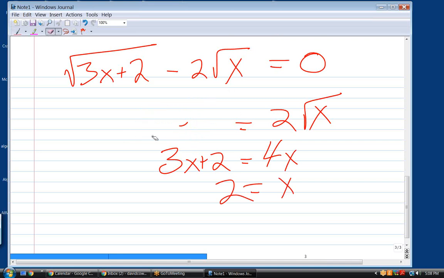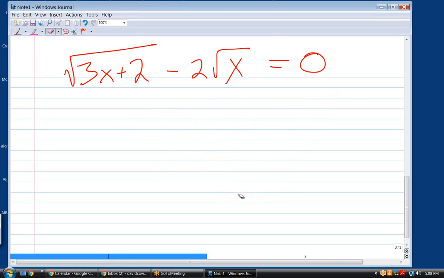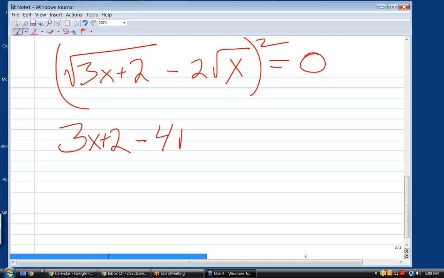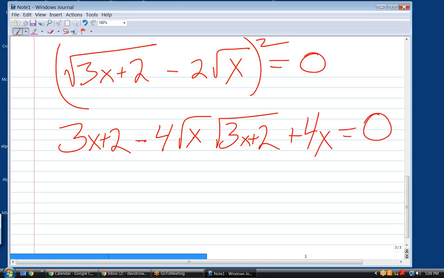Here's the problem if I try to square both sides before moving that over. In other words, if I square this side, here's my answer: 3x plus 2 minus 4 square root of x times square root of 3x plus 2, that's the middle term, plus 4x. That's what I would get. Notice that I still have my radicals because I don't get rid of them.